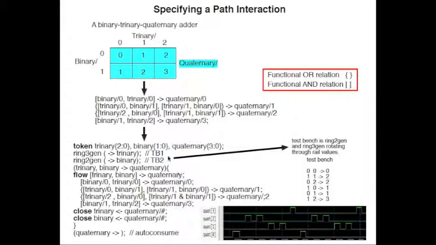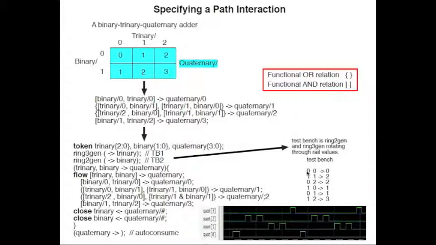Okay, so now we set up the test bench for this with 2 ring generators, a 3-rail ring generator and a 2-rail ring generator. And those will generate successive rails. So the 2-rail generator will generate 0, 1, 0, 1, 0, 1, and that will feed binary. And the 3-rail generator will generate 0, 1, 2, 0, 1, 2, and that will feed trinary. And that's the input to our component, and then that'll generate the quaternary.